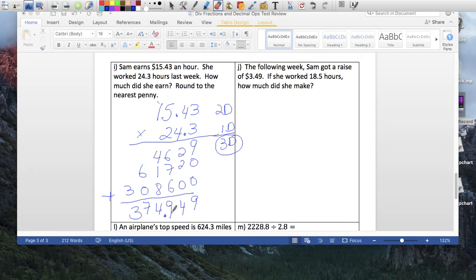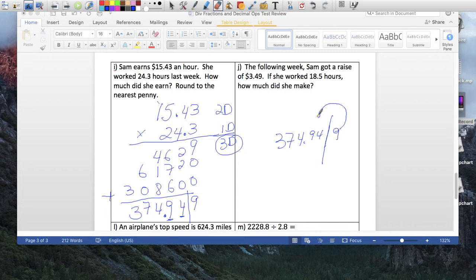And notice that the question says round to the nearest penny. Rounding to the nearest penny means we're going to round it to the nearest hundredth. The nearest hundredth is this, right? Money goes to place values, right? So 374.949, right? Because we're going to cut that 9. We're going to throw it out. But before we throw it out, we're going to round, right?